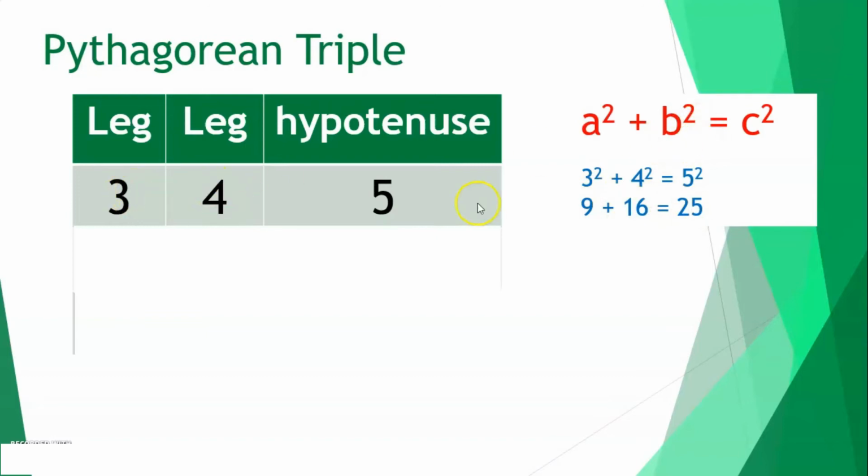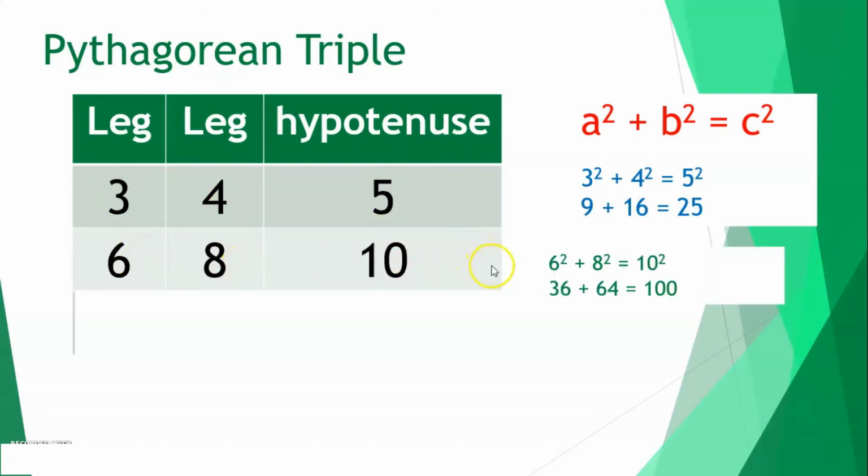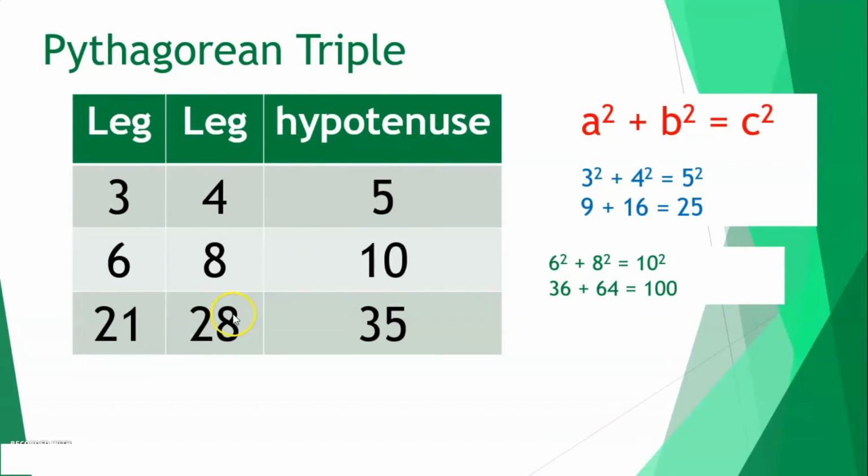Now, when you multiply a Pythagorean triple by a certain number, you still end up with another Pythagorean triple. Like multiplying this by 2: 3 times 2 is 6, 4 times 2 is 8, 5 times 2 is 10. So 6, 8, and 10 are still considered a Pythagorean triple. 36 plus 64 is actually 100. Or when you multiply this by 7, 3 times 7 is 21, 4 times 7 is 28, 5 times 7 is 35. So 21, 28, and 35 are still considered a Pythagorean triple.